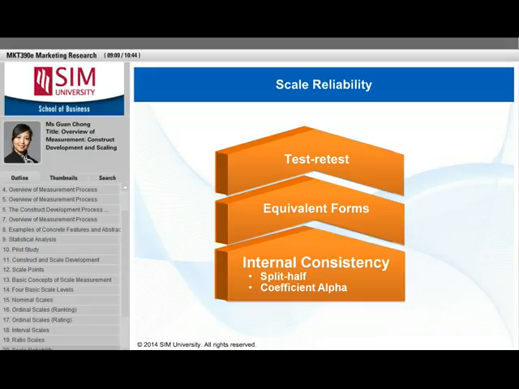Internal consistency refers to the degree to which the various dimensions of a multidimensional construct correlate with the scale. That is, the set of items that make up the scale must be internally consistent.